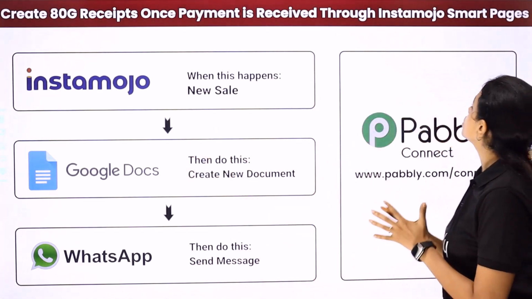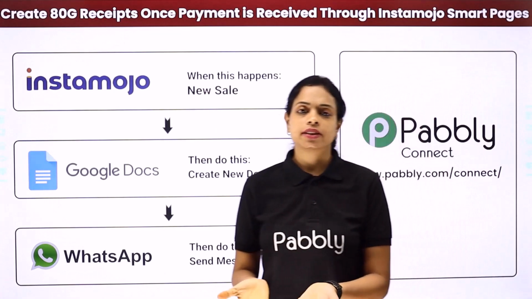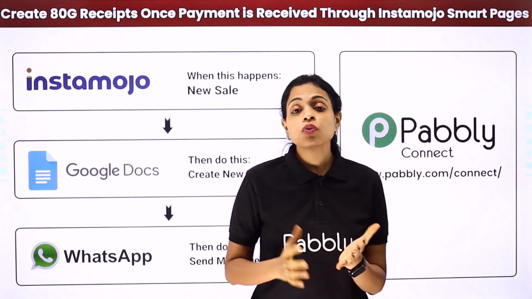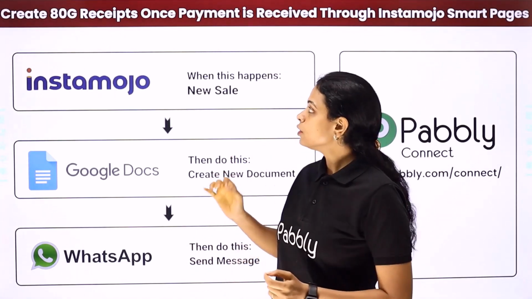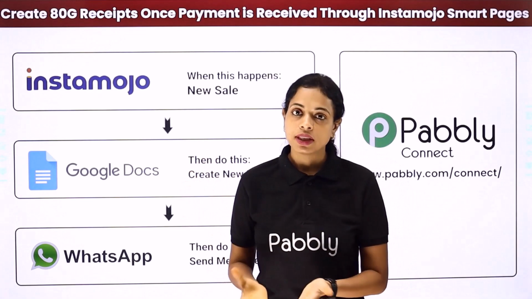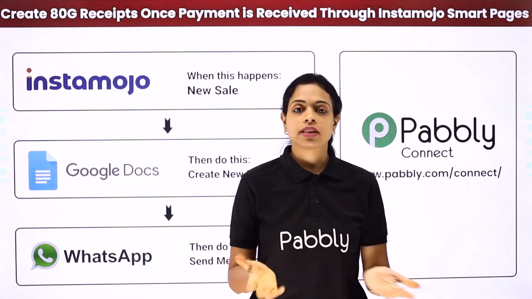In this video, we are going to see how to create 80G receipts once payment is received through Instamojo Smart Page, and then share it on some social media app, let's say WhatsApp or Facebook. How would you do this? First of all, you should know that 80G receipts are receipts that you get once you have made some donation, and you even get some tax rebate against them.